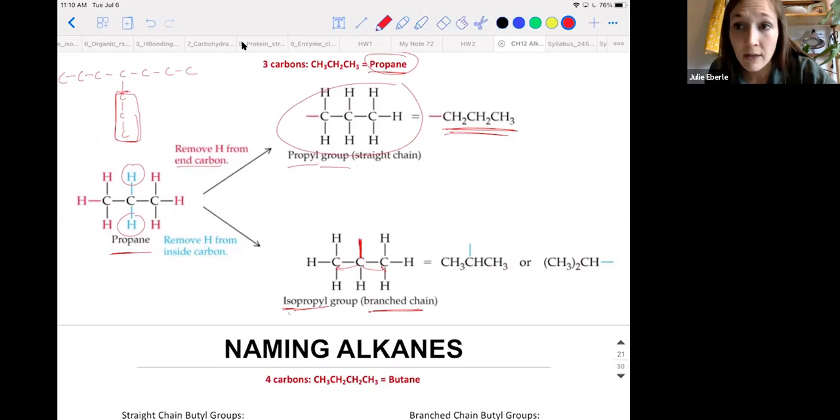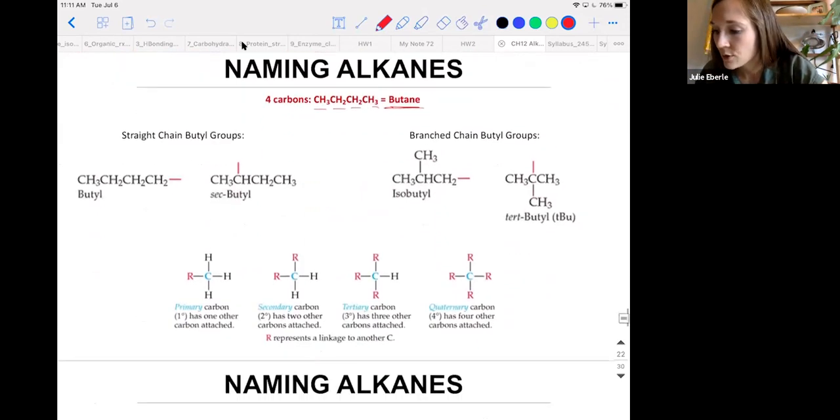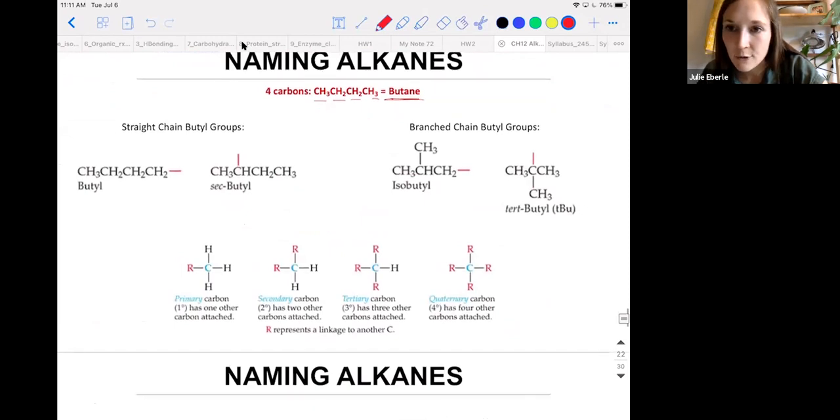You're going to run into the same thing for 4-carbon substituent groups. So let's look at butane. Butane is even more complicated. If you have a 4-carbon straight chain alkane, that's butane. If we start pulling hydrogens off and then attaching that butane group to another molecule, we have to be able to name that substituent group. So there's different ways to name it depending on which hydrogen you pull off of which carbon, okay?